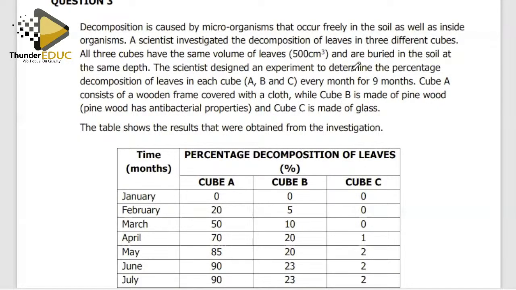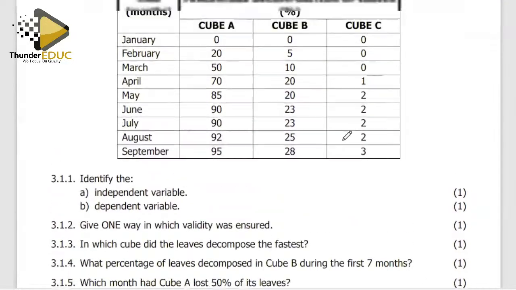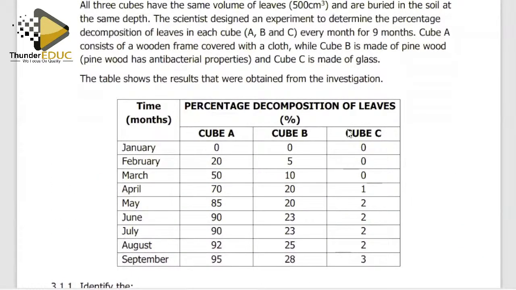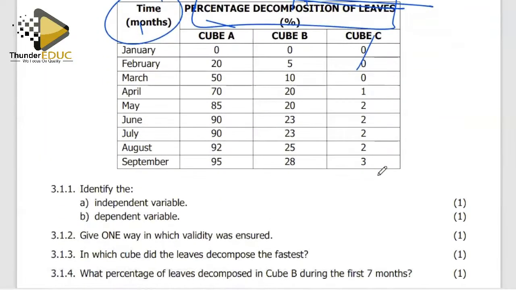Okay, what are they asking here? Identify the independent variable. Independent variable is time. You can't put time anywhere else. It's time. This is I, and then the rest is D, which is X, and then this is Y. So this is the independent variable, the rest is the dependent variable. So for the dependent variable, we say the percentage of decomposition of leaves.